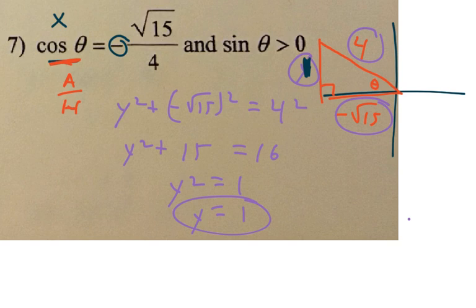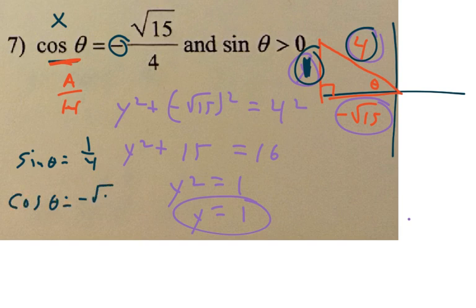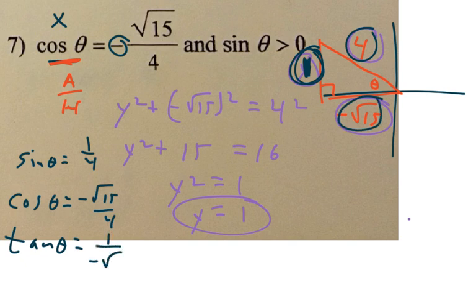I'm just going to go in order here, guys. I know that sine of theta has got to be the opposite over hypotenuse, which is 1/4. We already know that cosine is negative square root of 15 over 4. The tangent of theta is going to be the opposite over the adjacent. That's going to be 1 over negative square root 15. Again, I'm going to rationalize all at the end.